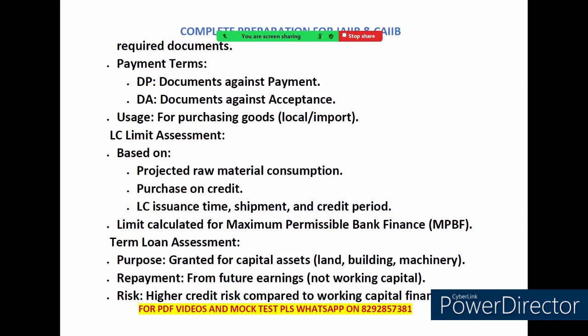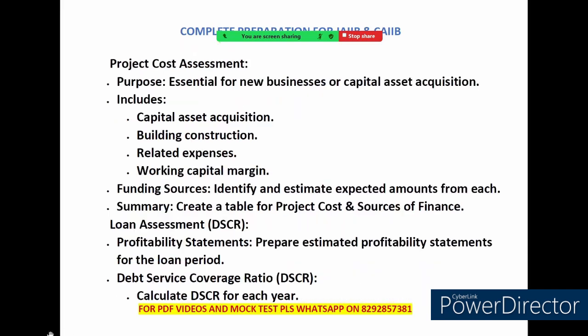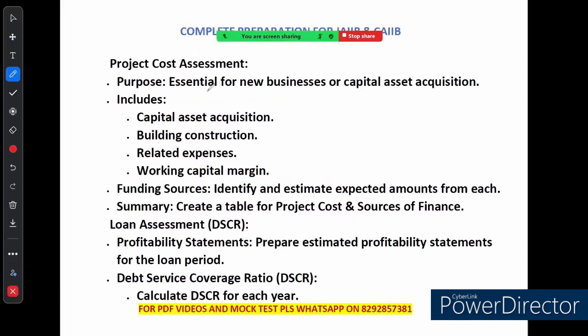So let's talk about how banks assess project cost for a new business and how they determine whether to approve a loan using a measure called DSCR, that is the debt service coverage ratio. When starting a new business or buying a major asset, the bank needs to know the total project cost. It includes the cost of buying capital assets like land, machinery and equipment, the expenses for building construction, other related costs and the working capital margin. Once the total cost is clear, the business needs to show where they are getting the money. This could be from their own funds, investors or a loan from the bank. Everything is listed in a table that summarizes the project cost and the source of finance.